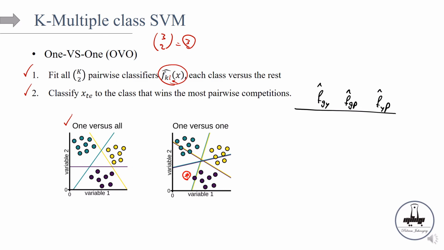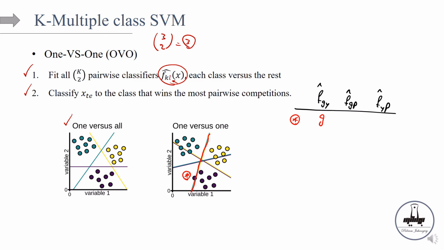So starting with the first one, let me write down this observation here. Between green and yellow, let me highlight it using the red. So between green and yellow, this is going to be our classifier. Between these 2 classes, which one is the winner? Green. Very good.